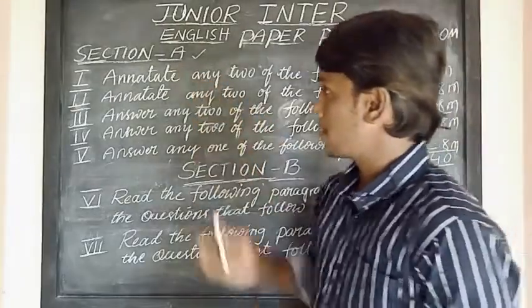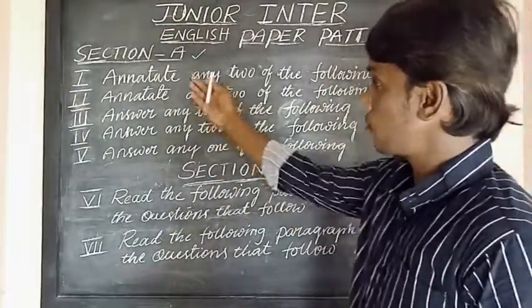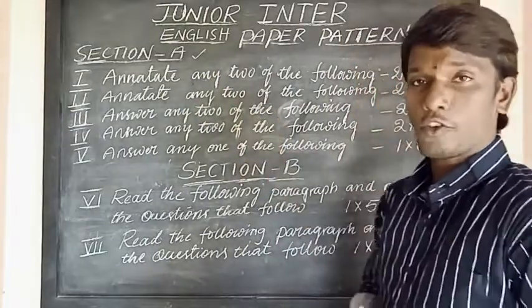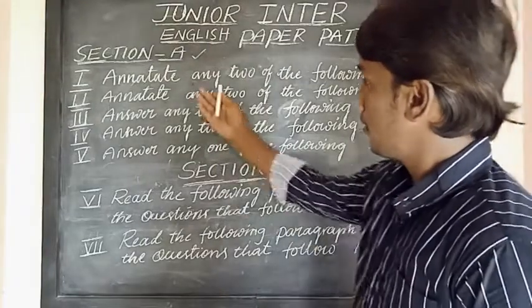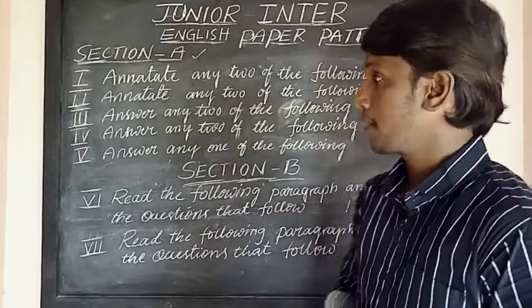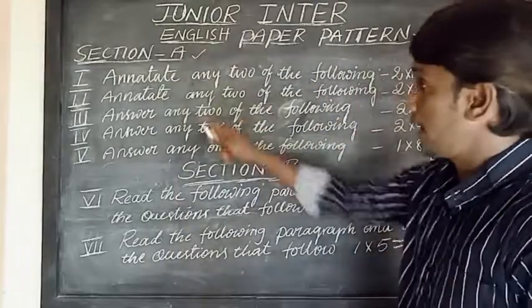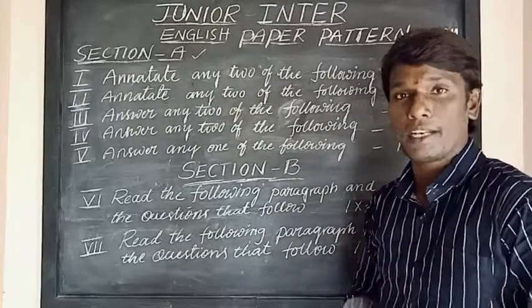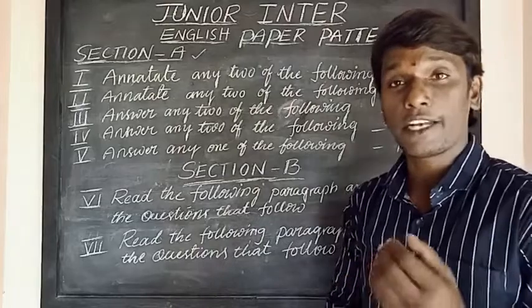Under this section A, 5 Romans will be tested. Again, each Roman has some other questions. Firstly, let us talk about Roman number 1. Under Roman number 1, 4 annotations will be asked from the prose lessons. Annotate any 2 of the following questions, each in 10 to 15 lines. That means you just write the following annotations in 10 to 15 lines.